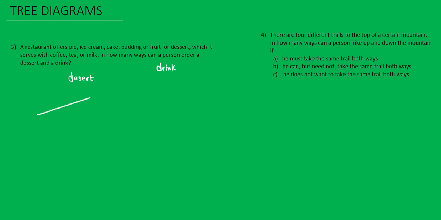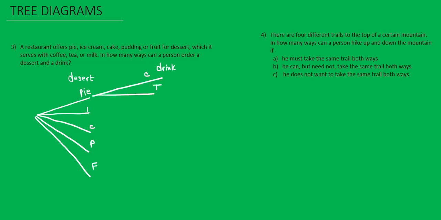So we can write pie, another branch for ice cream, a branch for cake, pudding, and fruit. And we can choose the drink in 3 ways: coffee, tea, or milk. So I'm going to attach 3 branches: coffee, tea, and milk. And of course, I can attach these 3 branches to each choice in step 1.